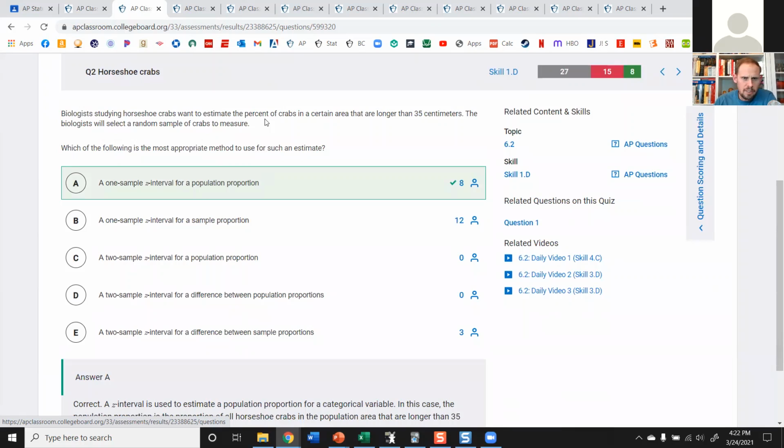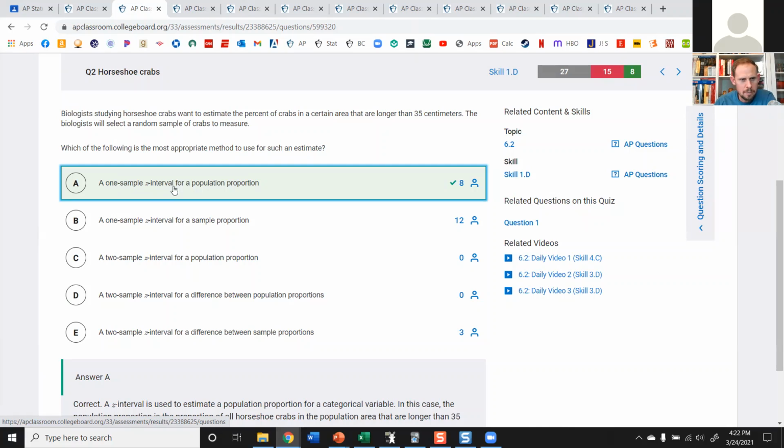Biologists studying horseshoe crabs want to estimate the percent, that's a P, of crabs in a certain area that are longer than 35 centimeters. The biologists will select a random sample of crabs to measure. You guys know what horseshoe crabs look like? I don't know if you guys would or not. Right. Which of the following is the most appropriate method to use for such an estimate?